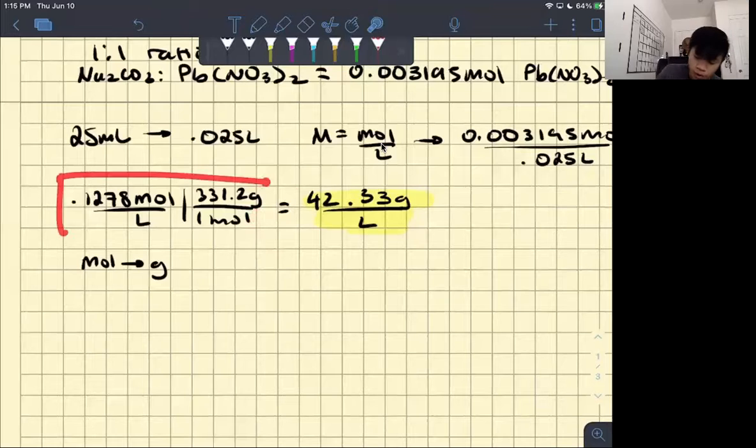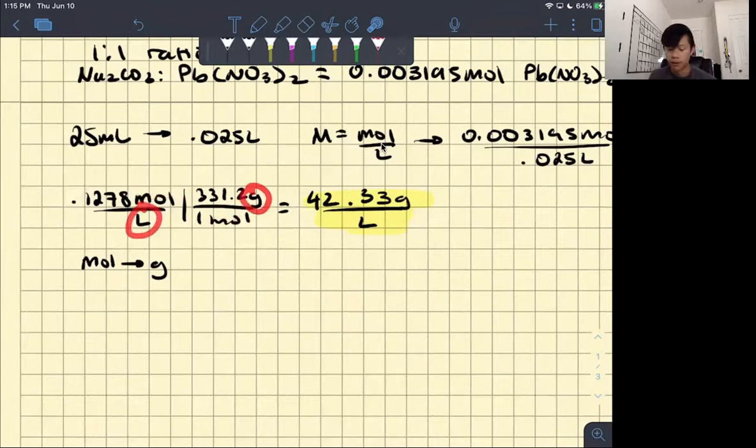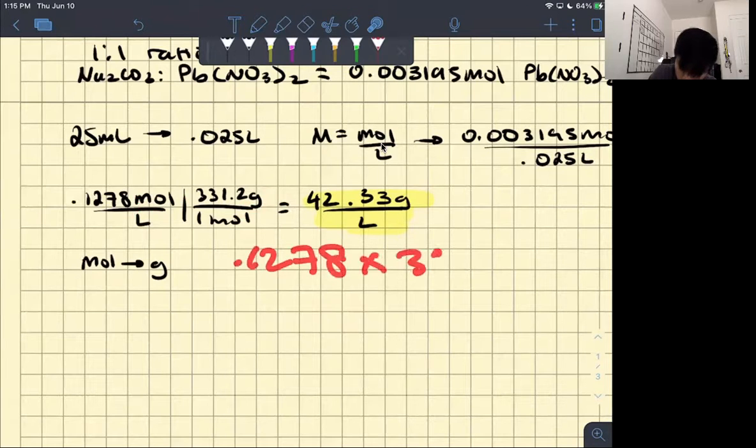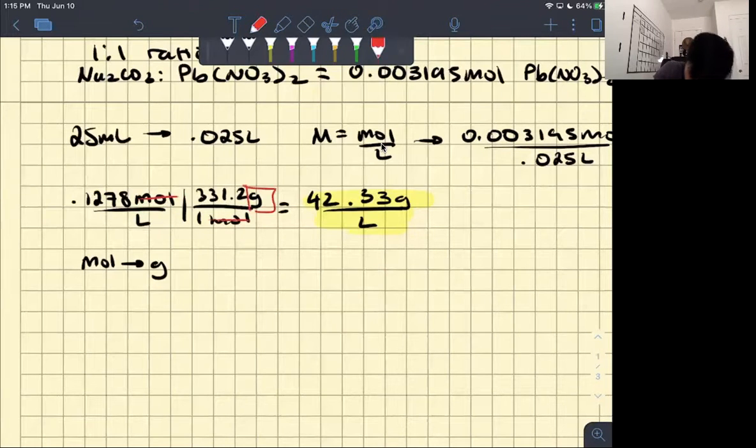In this little 4-quadrant system that we have right here, grams is going to be in the top right, and then these two units that will cancel out will be across from one another. So one always has to be in the numerator, one always has to be in the denominator, and then the liters is left over and the grams is also left over. So after we do this math, you plug this in, 0.1278 times 331.2, you get 42.33, and then you keep the units, grams per liter. So we'll cross these out, and these guys are what are left.